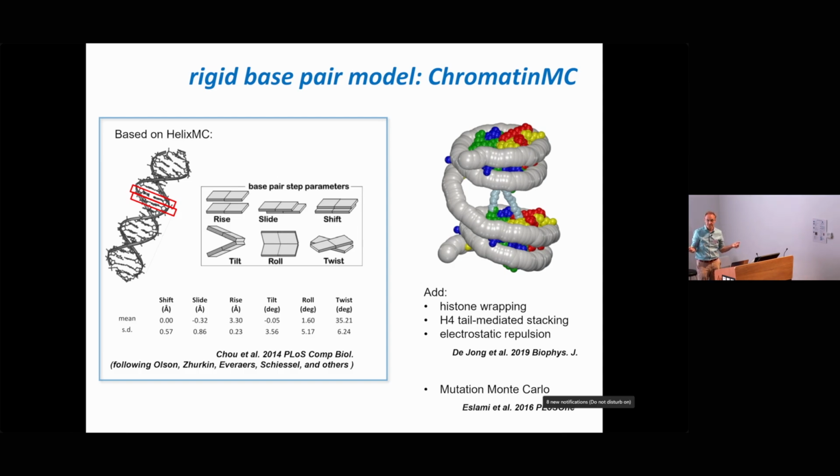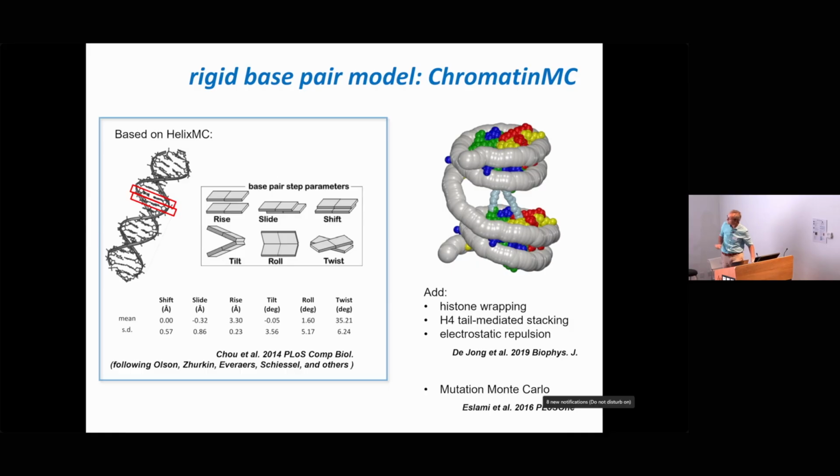But we are not interested in the structure of DNA, we're interested in the structure of chromatin fibers, so we added a couple of ingredients. One, of course, is the histone wrapping. There's 14 contact points here that we fixed. The other one I already referred to is the stacking mediated by the H4 tails. We included them. And then we also need to include electrostatic repulsion between remote pieces of the DNA that are not in these parameters, right? And later I'll show you also that we can mutate these base pairs, and that will be interesting as well.